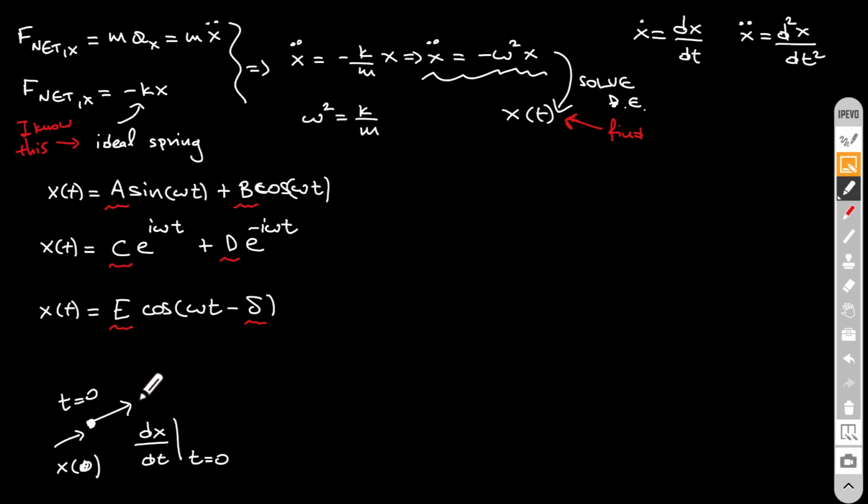So if you give me the initial position and the initial velocity, and you tell me that this object is under the influence of an ideal spring force, then I can tell you exactly how this object will move. These are the two constants that you need: the initial position and the initial velocity.